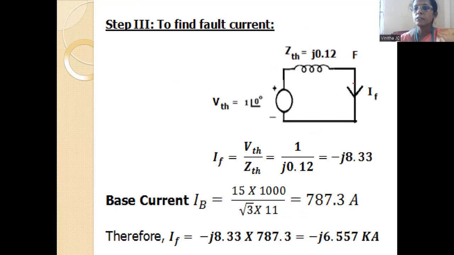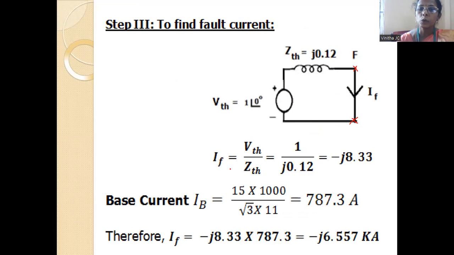Now we can calculate the fault current. In order to find the fault current, we can short circuit the terminals of the transformer. Here at the terminals, that is at the end of the circuit, the fault has occurred. So these two terminals are short circuited. If the path is short circuited, the fault current will flow through the faulty terminal.